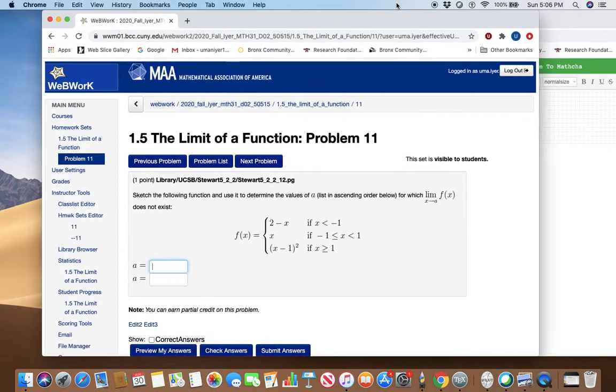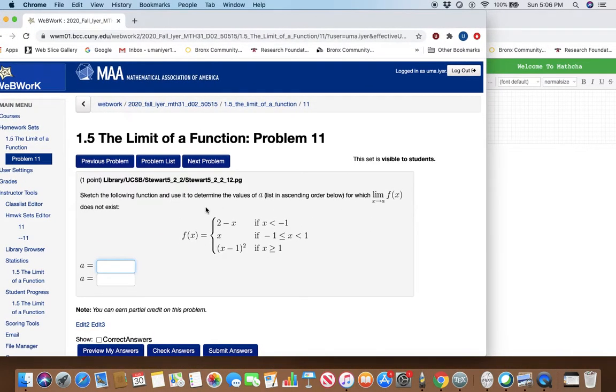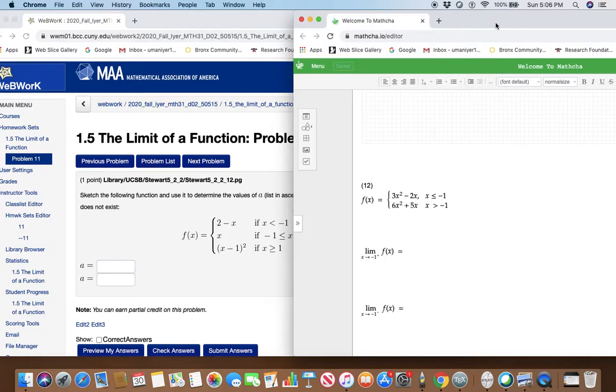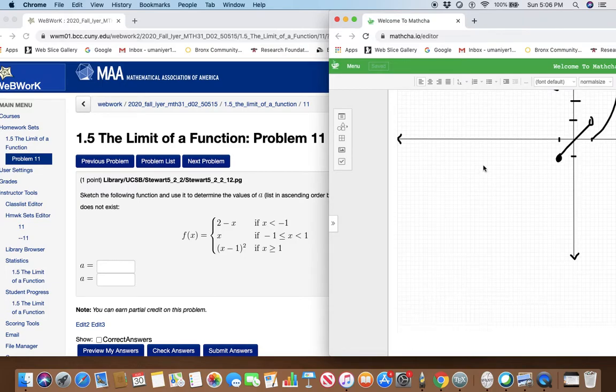Come back. So this is problem 11. What we have here is called a piecewise defined function. Function defined in pieces. When x is less than -1, the piece is 2 minus x. When x is between -1 and 1, the piece is x. When x is greater than or equal to 1, the piece is this. So you have what is called a piecewise defined function.